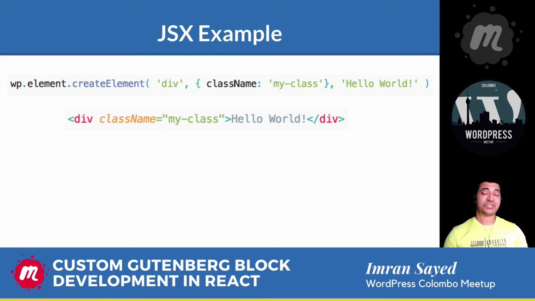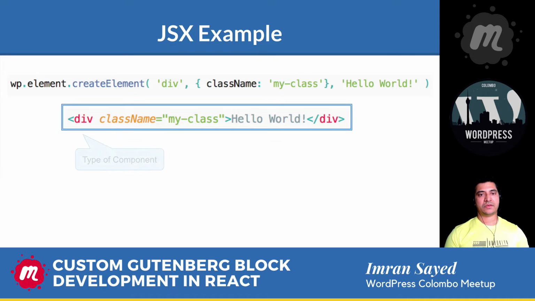Now if you write that with JSX, see how simple that becomes, right? It looks exactly like how you would write normal HTML. The key difference that you note over here is that we are not using class, we're using className. class is a reserved keyword in JavaScript, that's why we're using className instead.